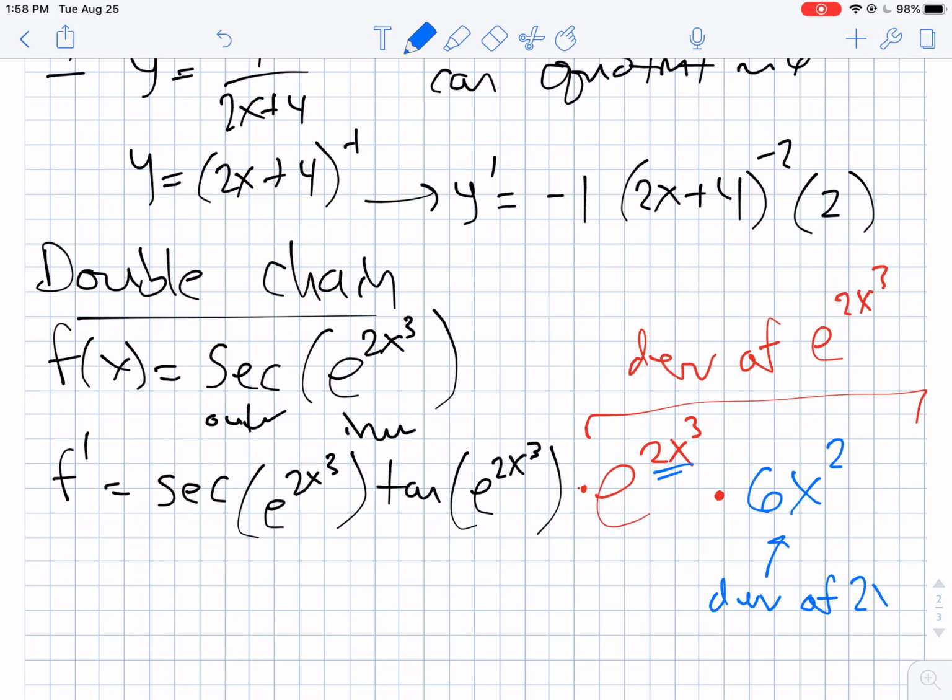So we had to do the chain rule on the inside of the chain rule. But just start from the outside and work in. So we start with the derivative of secant, and then we work on the derivative of e to 2x cubed, and then we take the derivative of 2x cubed as our final step. So that's how you handle that.